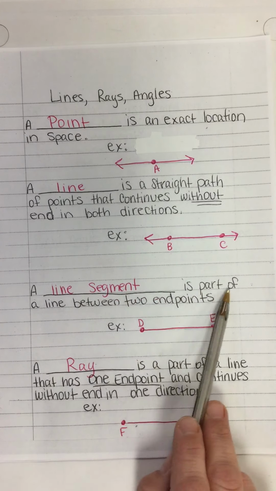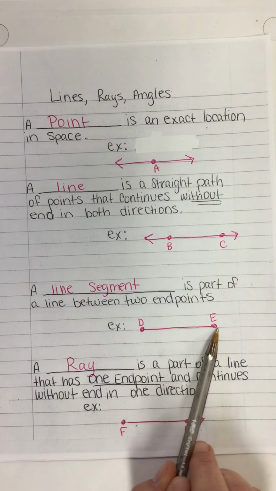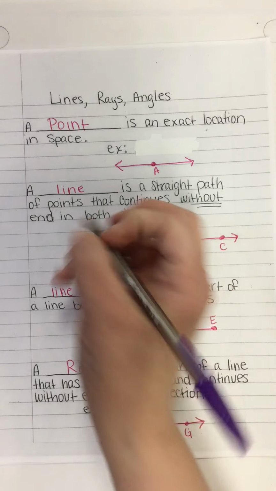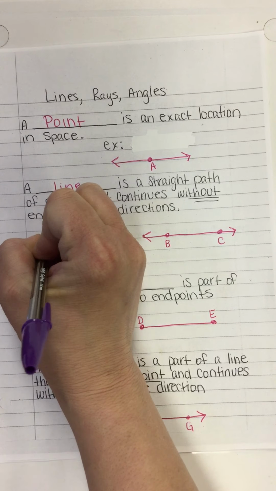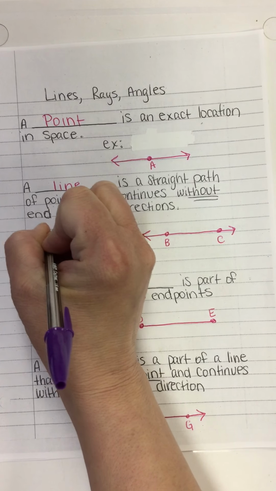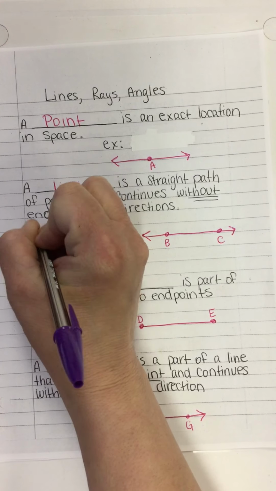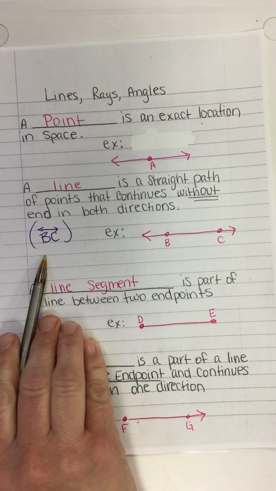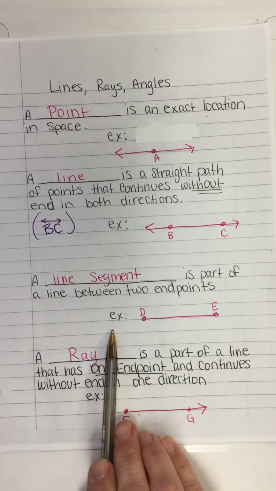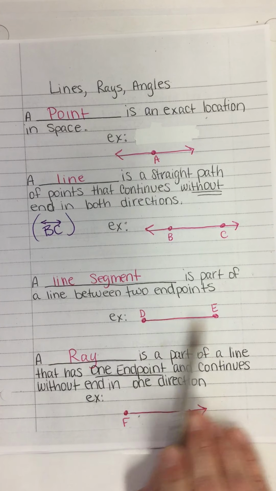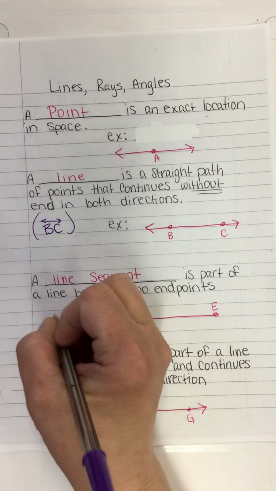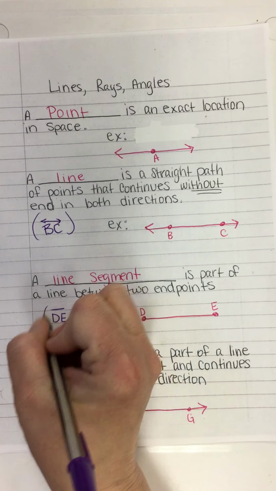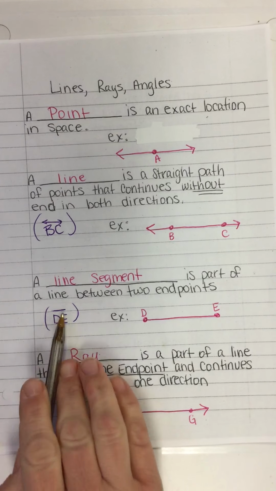A line segment is part of a line between two endpoints. So if I'm looking at this, it's line BC, and it would be symbolized like that. That means line BC. Okay, this is a line segment, two endpoints. So it would be symbolized by writing just DE, with the little line over it. So that means line segment DE.